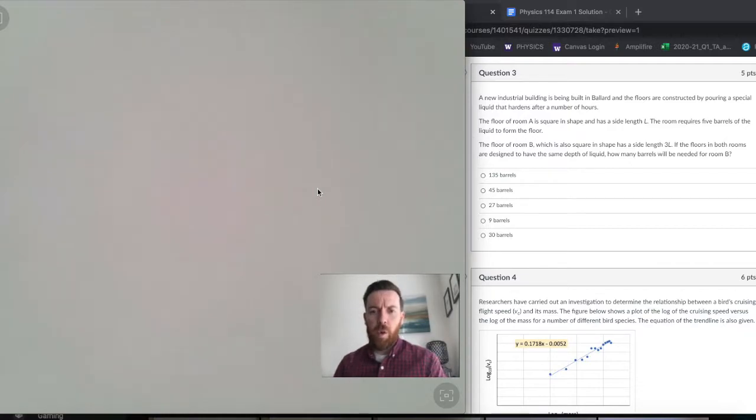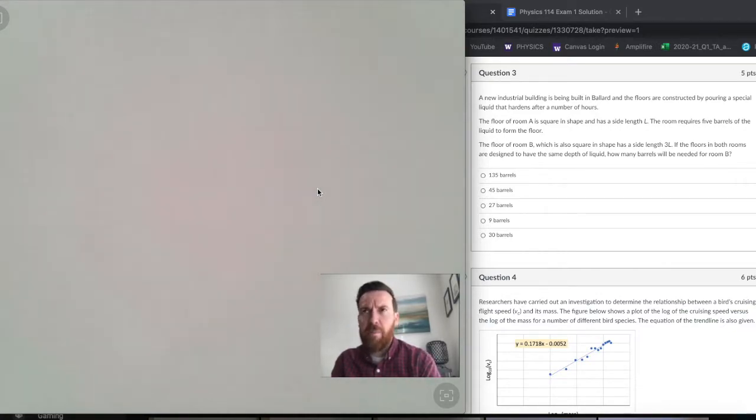Okay, so for question 3, the first content question of the exam, it's on scaling. This question is linked pretty closely to one of the scaling pre-test questions, thinking about tiling 2 rooms and having boxes of tiles. It's a little bit different in that this time we're pouring a volume of liquid, but very similar to that example.